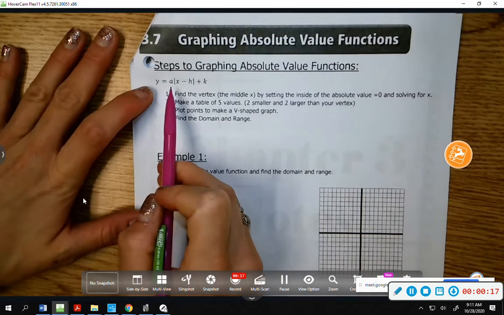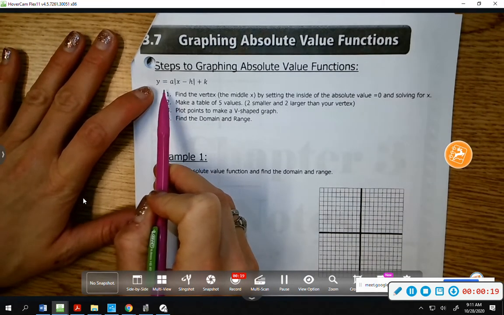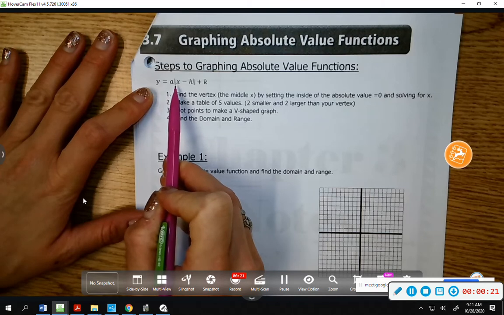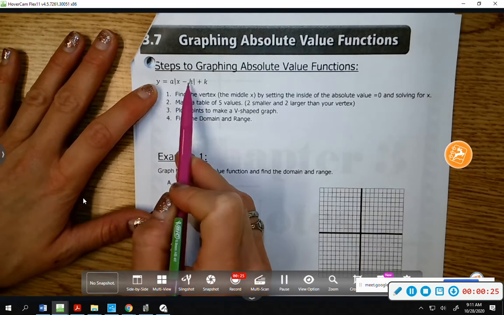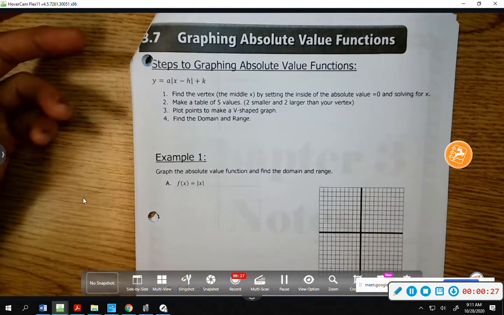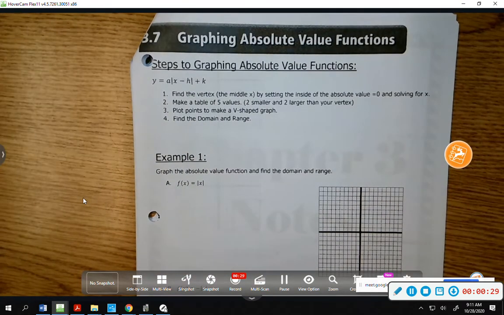Here is the form of an absolute value function. Y equals A, absolute value of x minus h, absolute value, plus k. A, h, and k are going to do specific things to the graph. They're going to be specific transformations, whether it's flipping the graph, moving it left or right, up or down. We're not going to talk about that yet. Eventually we will talk about the transformations, but today we're just going to graph the absolute value function.